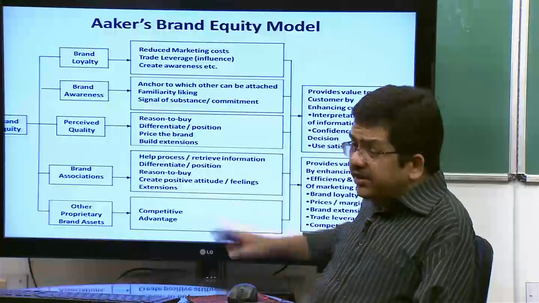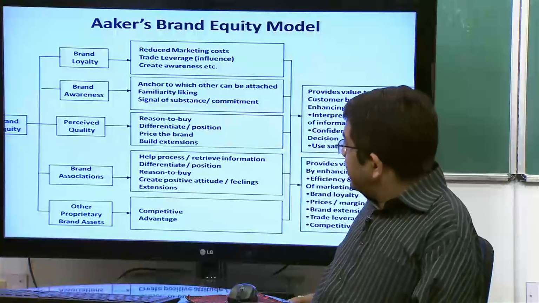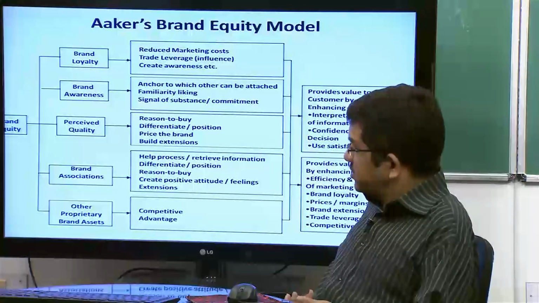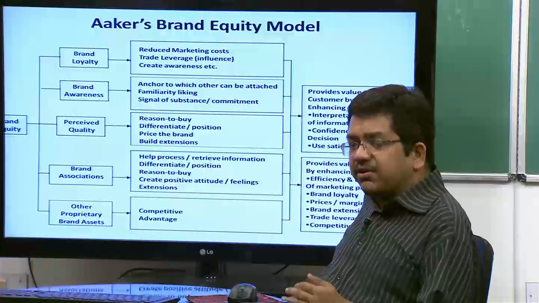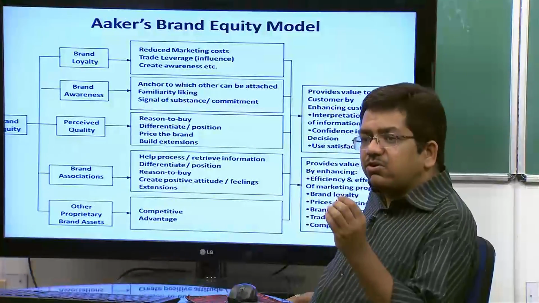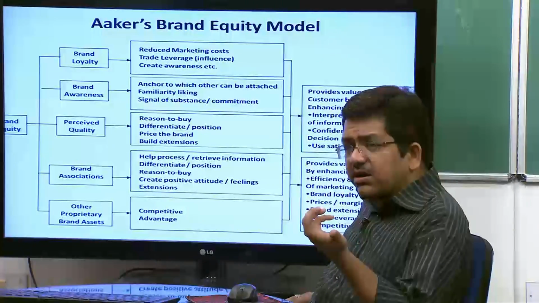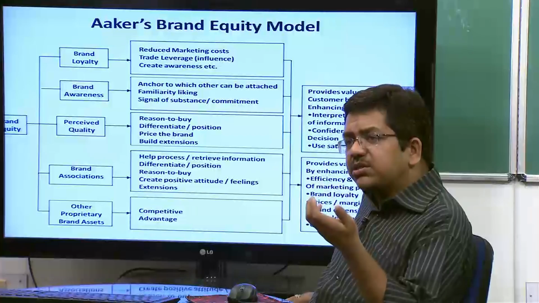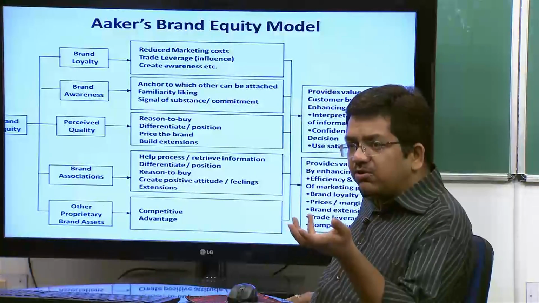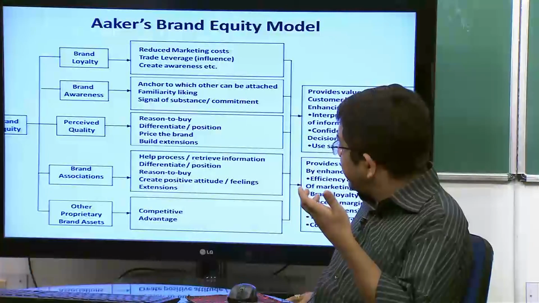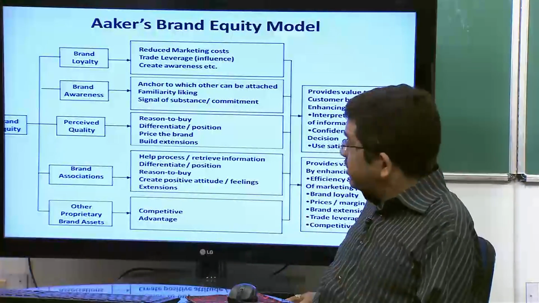So you will see that each of these sources of brand equity has certain benefits to the brand. Brand loyalty has the benefit of reducing the marketing cost, because if a customer is loyal to you, you will have a constant stream of revenue. On the other side, your cost of acquisition is 0, and the cost of serving the customer is less, so your marketing cost is less. Also, loyal customers tend to be more receptive to advertising from the firm, and more receptive to new offerings from the firm. Then you have more trade leverage, more influence on your channel partners, and also, as I was talking about, it helps in creating awareness.